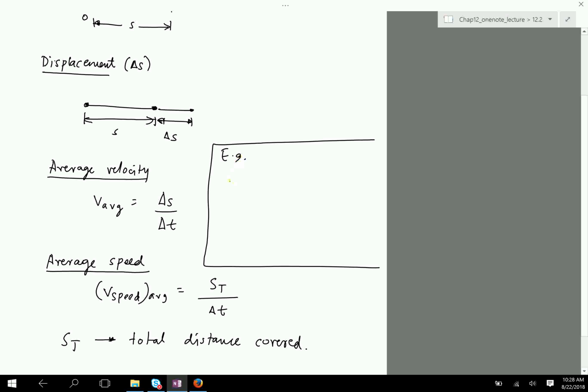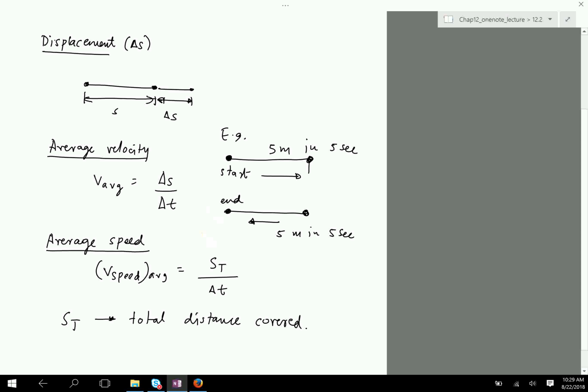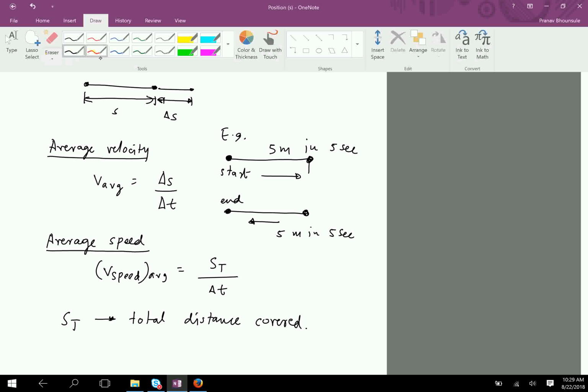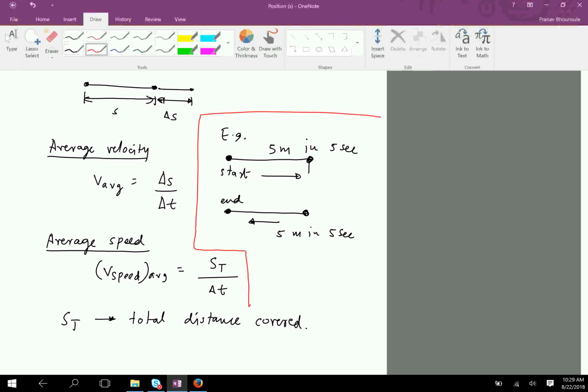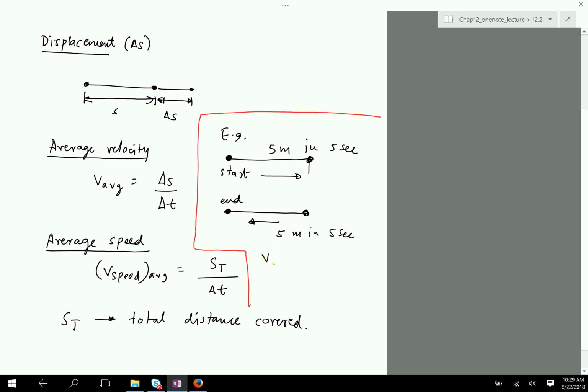So example would be, if you start here, you go 5 meters in 5 seconds, okay, and then walk back again 5 meters in 5 seconds, then V average. Okay, the average velocity is, what's the average velocity?